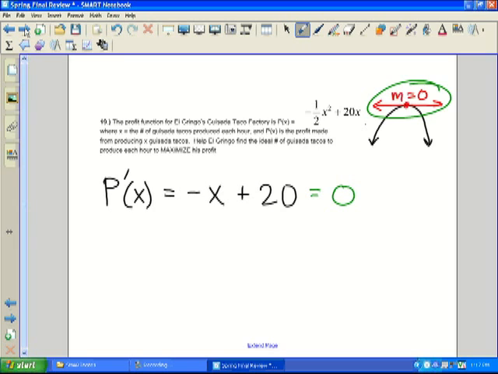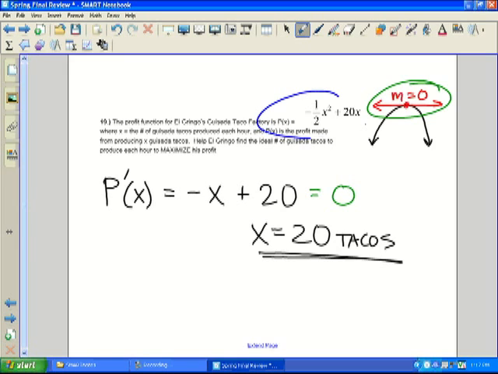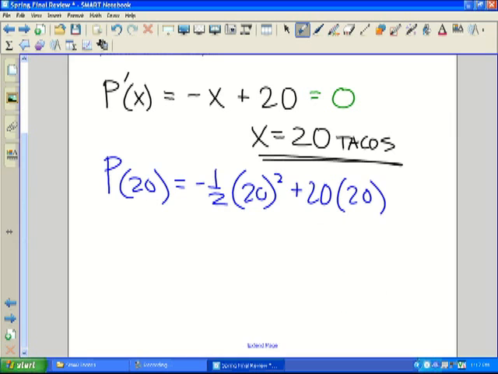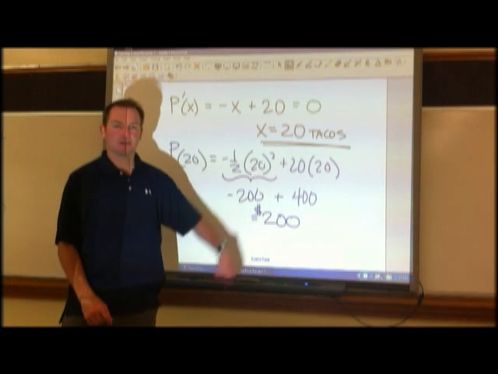So if I solve this for x, I will get that x equals 20, and this is the number of tacos we're making. So I want to make 20 tacos, and that's going to maximize profit. If you want to know what the profit was, you have your profit function here, right? So you would just find P of 20, which would be negative 1/2 times 20 squared plus 20 times 20. And so this piece here is going to be half of 400 is 200, and that's negative, plus 400 is $200. So we're making a profit of 200 bucks if we sell 20 tacos.